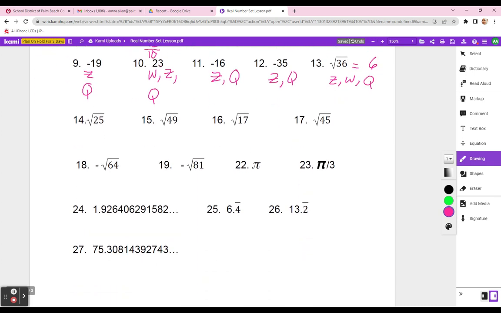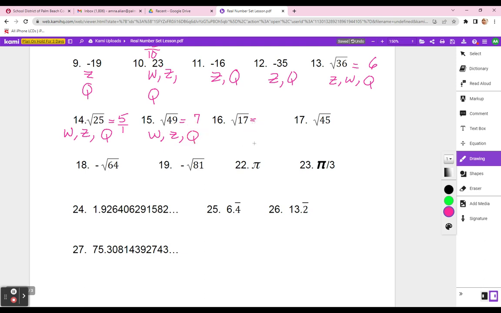All right, let's simplify square root of 25, which is 5. So that's a whole number, it's an integer, and it's rational because you can easily convert it to a fraction, 5 over 1. Simplify that, and you're going to get 7. So this is a whole number. It's also an integer and rational.